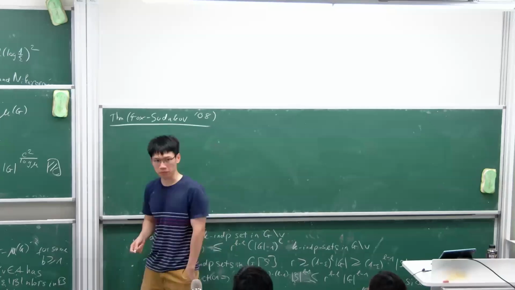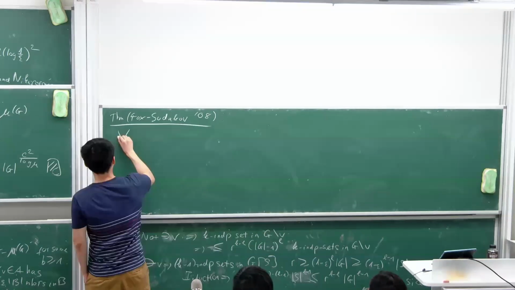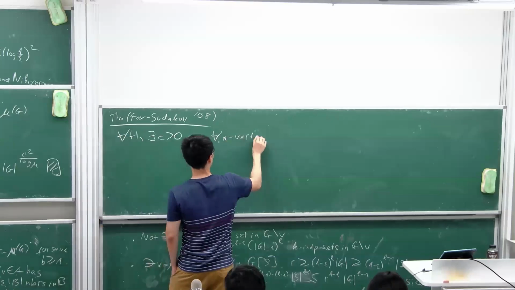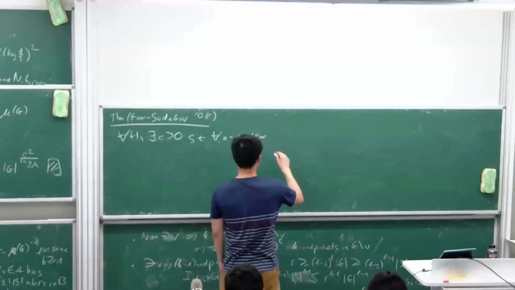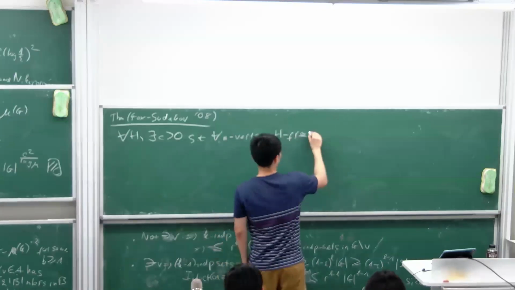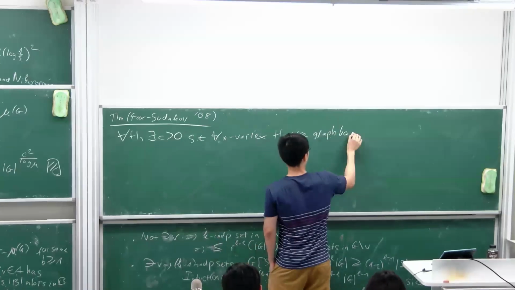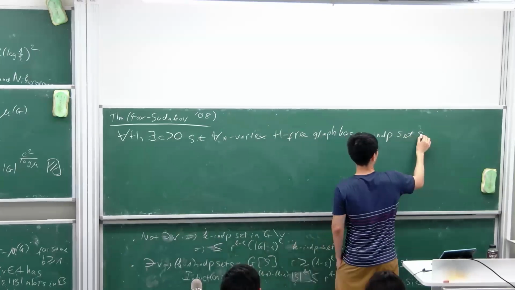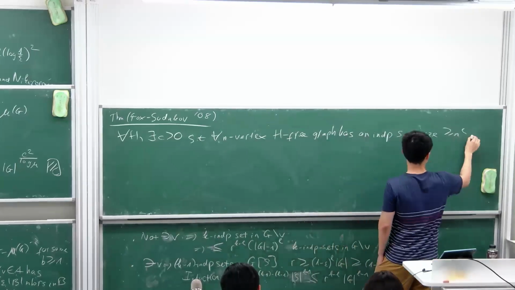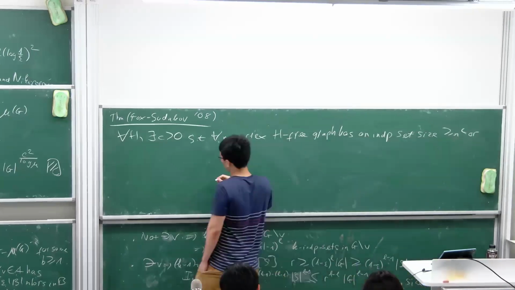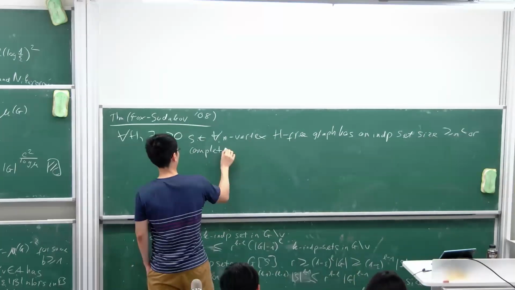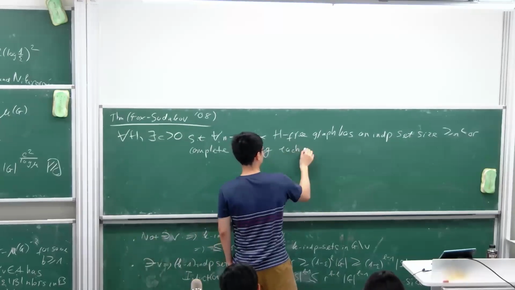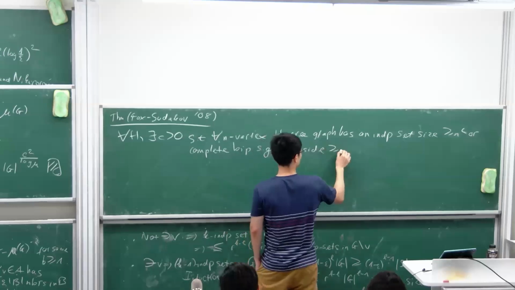So for every H there exists C positive such that every n-vertex H-free graph has an independent set of size n to the C or a complete bipartite subgraph with each side of size n to the C.